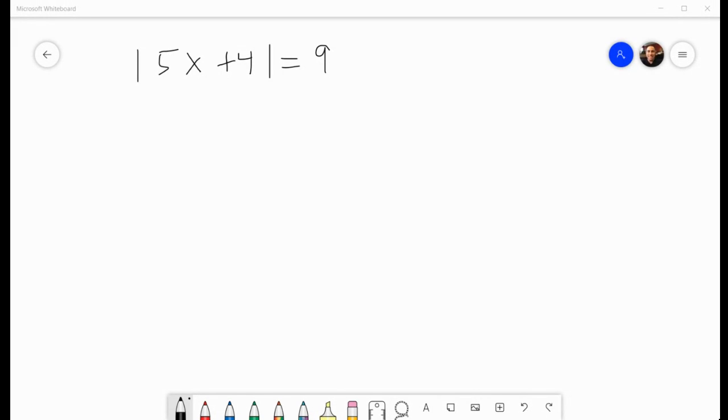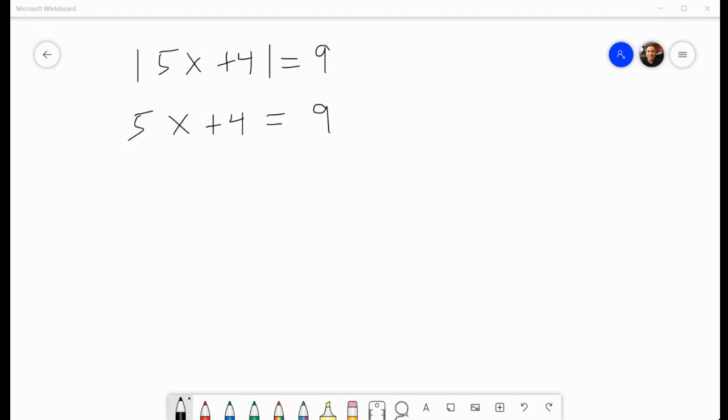Okay, so we're going to solve this one now, which was on the worksheet, okay? So just like before, what do we have to do? We have to solve two equations, right? So we have 5x plus 4 equals 9. So we're going to solve this one first.